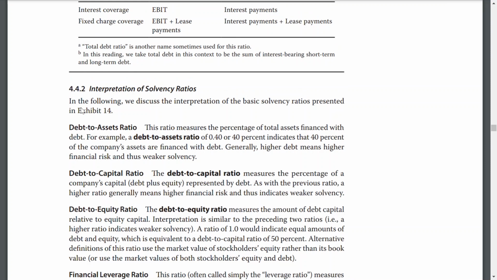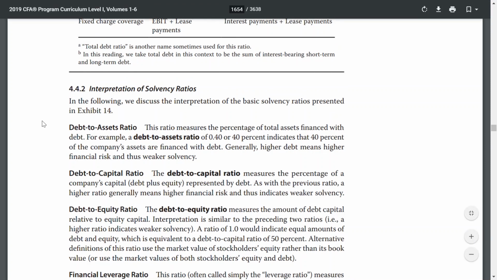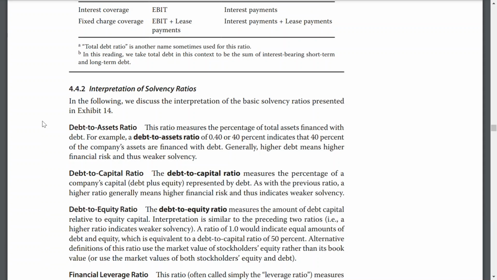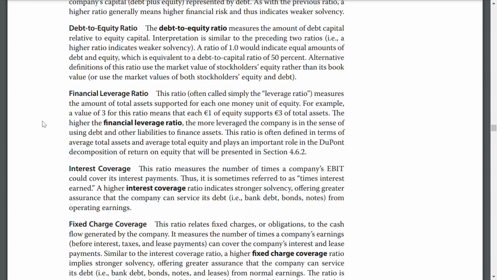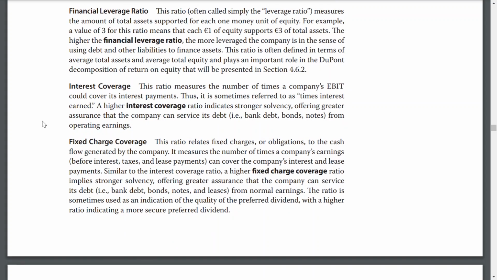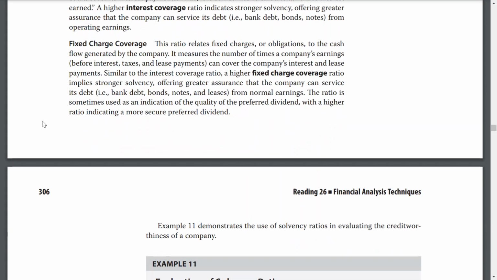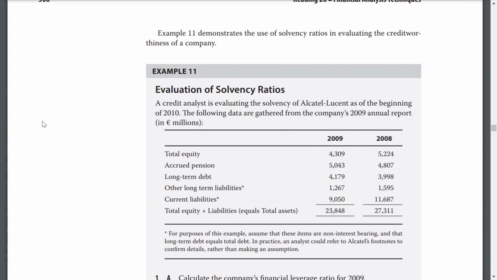Interpretation of solvency ratios. In the following, we discuss the interpretation of the basic solvency ratios presented in Exhibit 14: debt-to-assets ratio, debt-to-capital ratio, debt-to-equity ratio, financial leverage ratio, interest coverage, and fixed charge coverage.